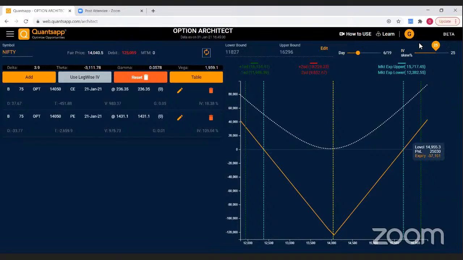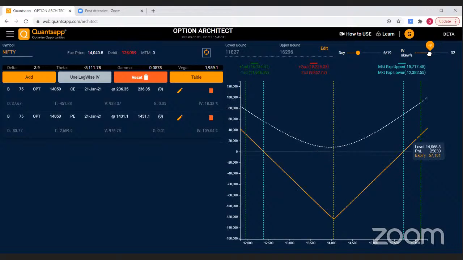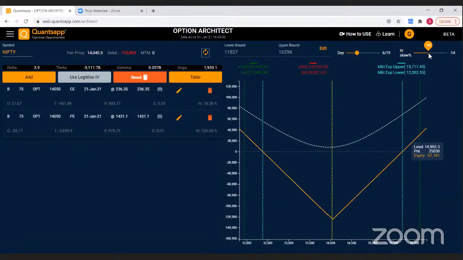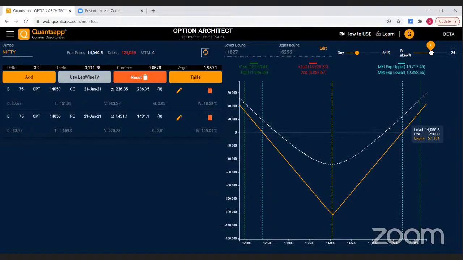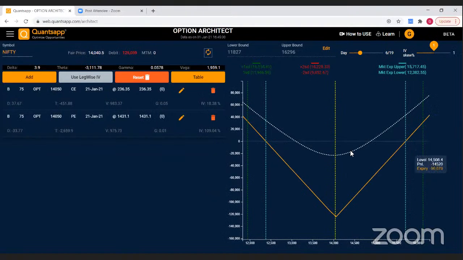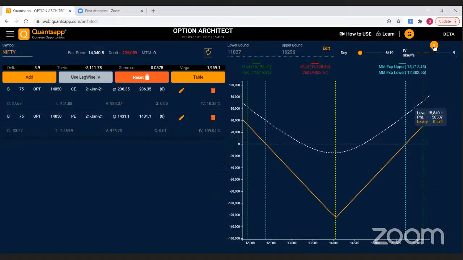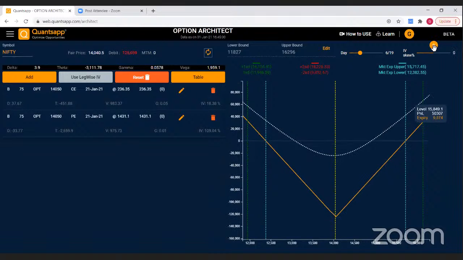And this is implied volatility. We saw how volatility is actually going to affect. So we saw the upside volatility. Now if I say that volatility has declined, let's say declined by 14%, first take it to zero once again. So if I say my volatility is near to 0, this is my payoff on the sixth day.